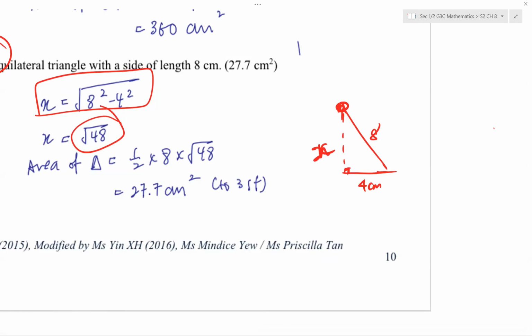Good enough. Subsequently, area of the triangle, half times the base. The base is 8. And the perpendicular height, square root 48. Get answer, then round off to 3SF. That's all.